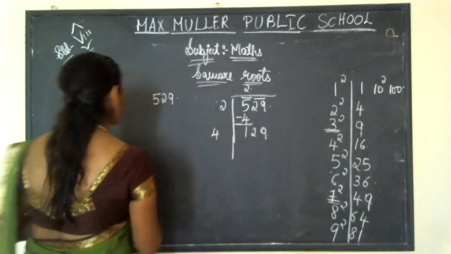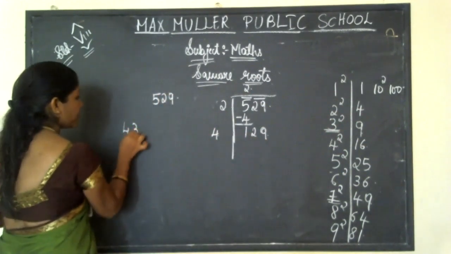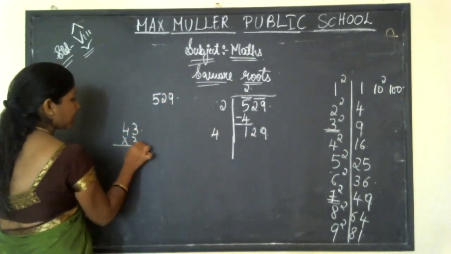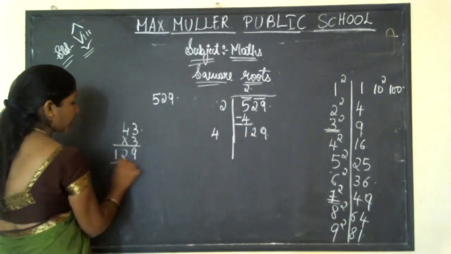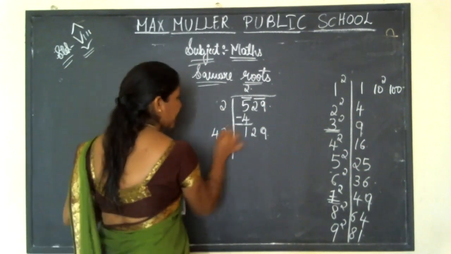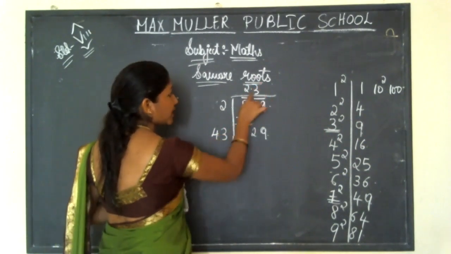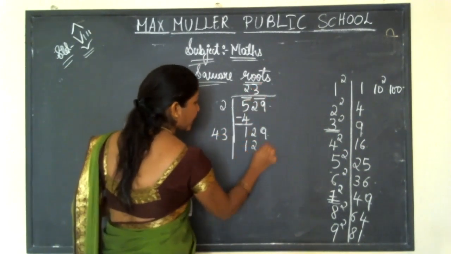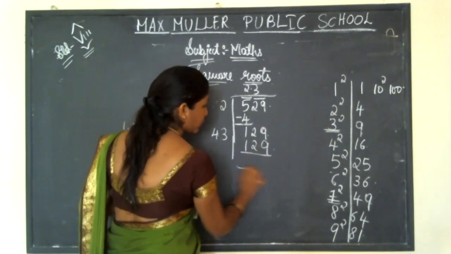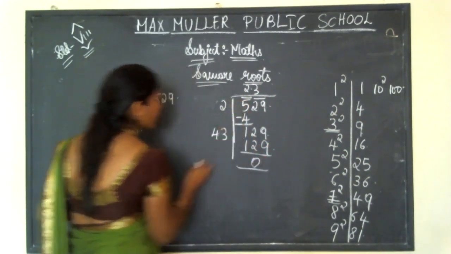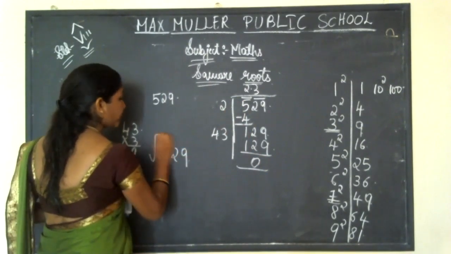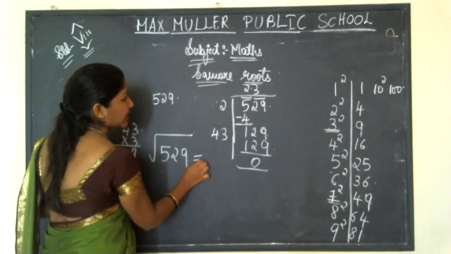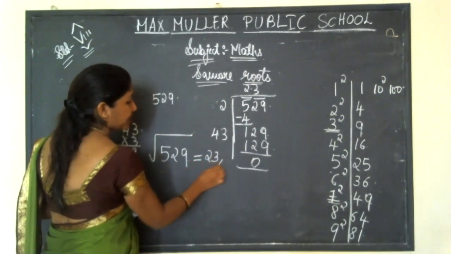We'll find out for 43 first. 43 into 3. 3 3s are 9. 3 4s are 12. So it is 129. It suits here. 43 into 3, 129. So you got the square root of 529 is 23.